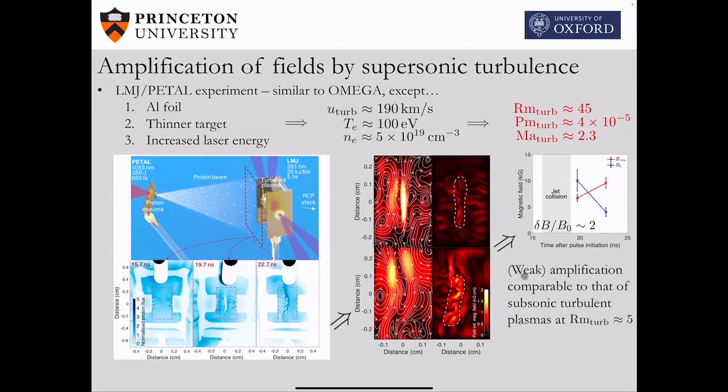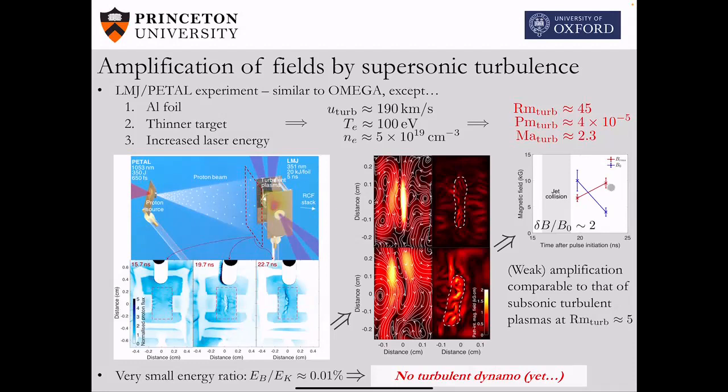These observations and the evolution of the large and small scale fields are pretty comparable to what we had for subsonic turbulent plasmas at a magnetic Reynolds number nearly an order of magnitude smaller than this. It's about a factor of 5. Furthermore, the energy ratio in these cases was very small, about 0.1%. So what we concluded from this is that these experiments had not accessed the dynamo regime, although they had observed a small amount of dynamo amplification.